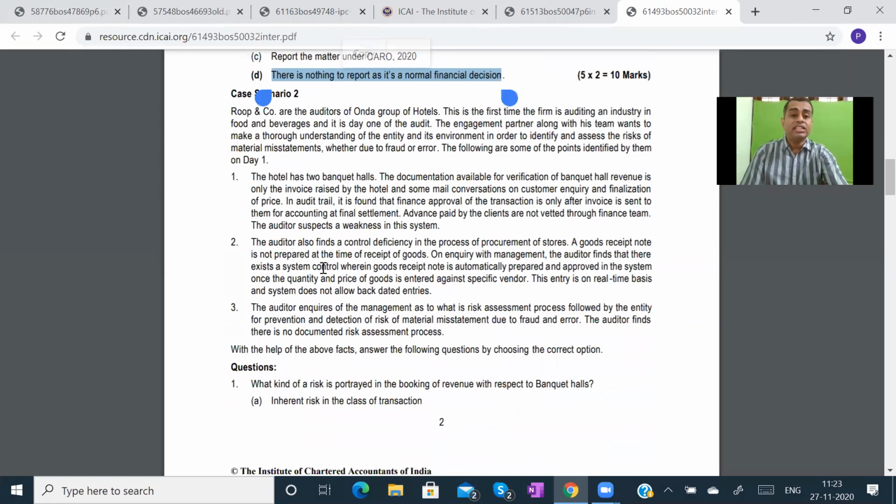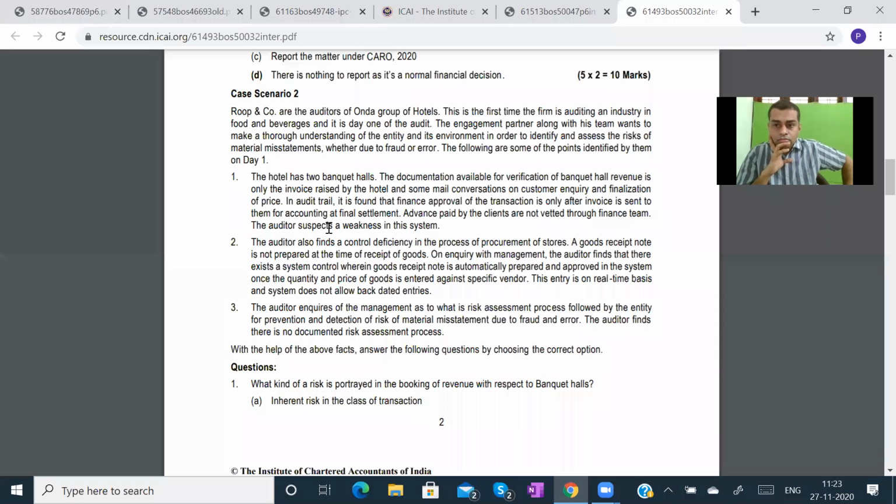Okay, now read the second case study, ma'am. "Group and company are the auditors of Honda Group of Hotels. This is the first time the firm is auditing an industry in food and beverages, and it is day 1 of the audit."